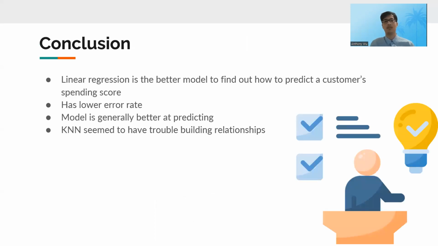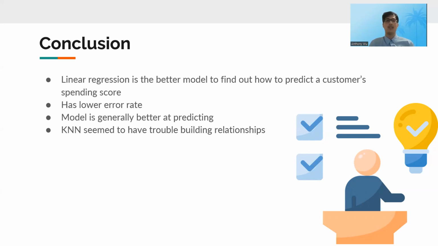Now we can draw conclusions from those results. The conclusion is that linear regression is actually a better model to predict customer spending score. Because of the lower error rate, you'll find that the linear regression model is better at predicting. In general, the linear regression model is better at predicting than classification. The KNN model is generally more used for classification, but I did want to see how KNN compares, a model-driven approach versus KNN being a data-driven type model.